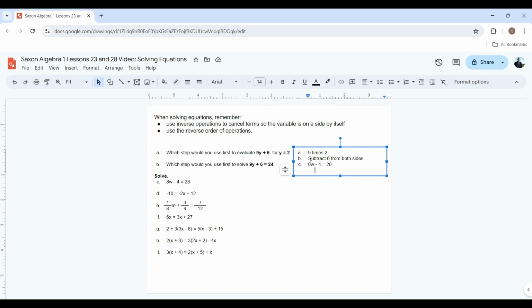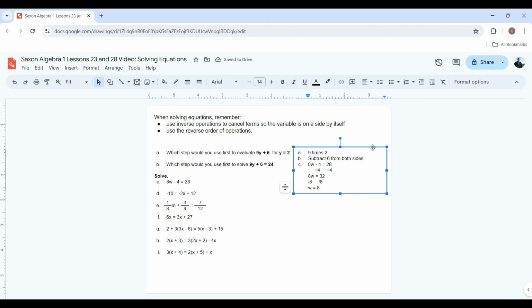Hey, the first thing I need to do is subtraction and addition to start getting 8w by itself. Do I have anything being subtracted from the 8w term? Yes, minus 4. So I'm going to add 4 to both sides of this. Okay? When I add 4 to both sides, I get 8w equals 32. Next, I'm going to do the next inverse operation, which is dividing both sides of this by 8. Okay? When I divide both sides by 8, now w is all by itself, and I have w equals 8.